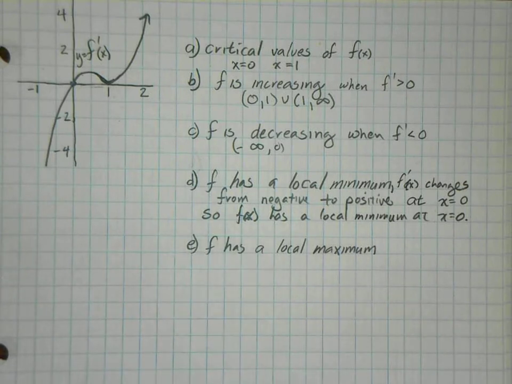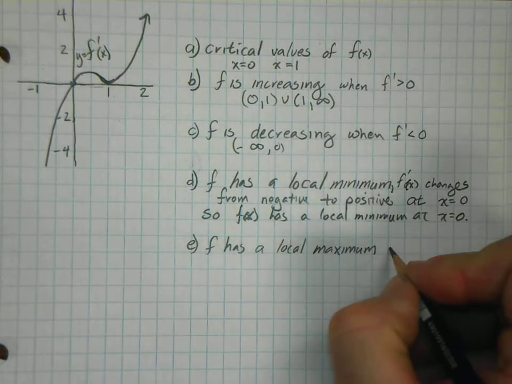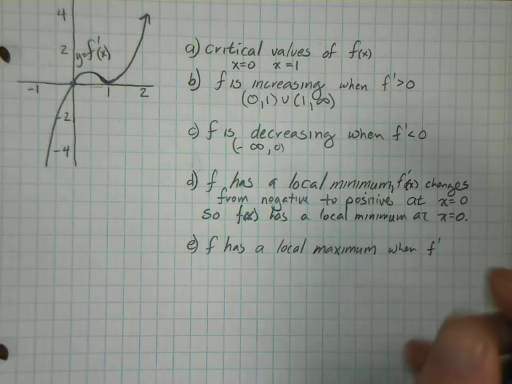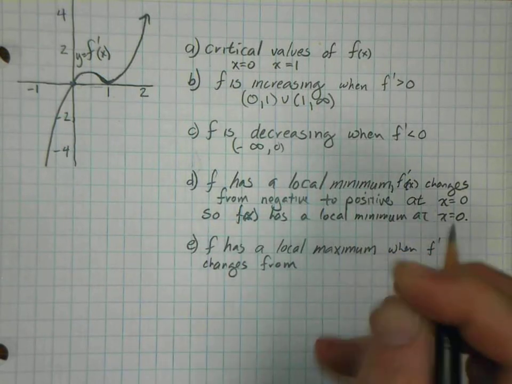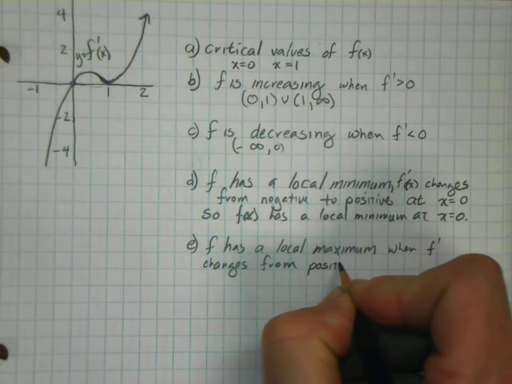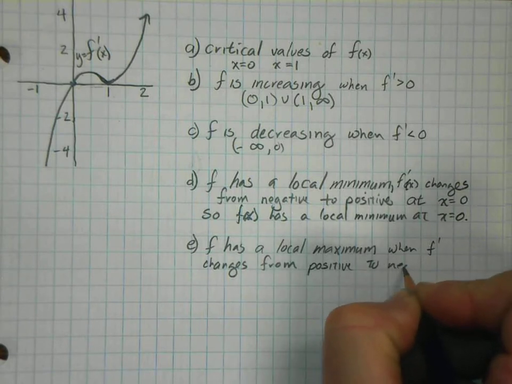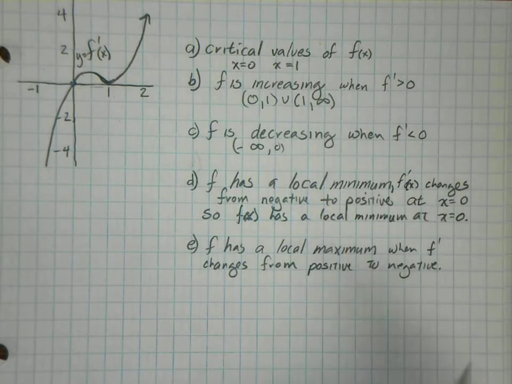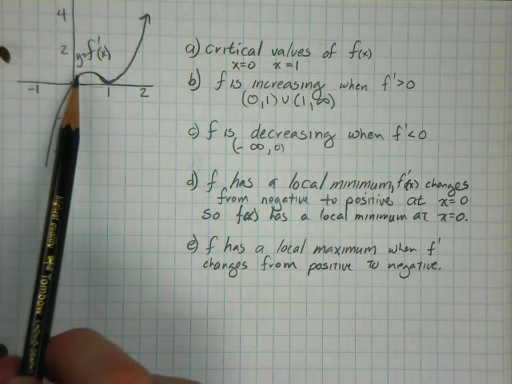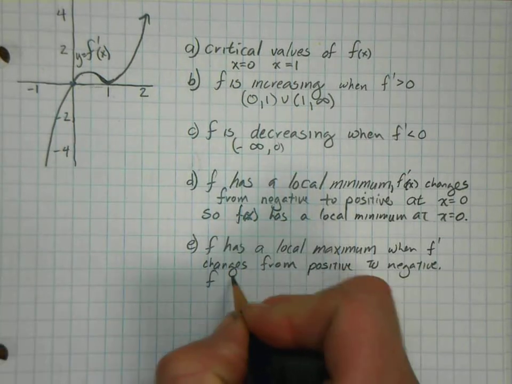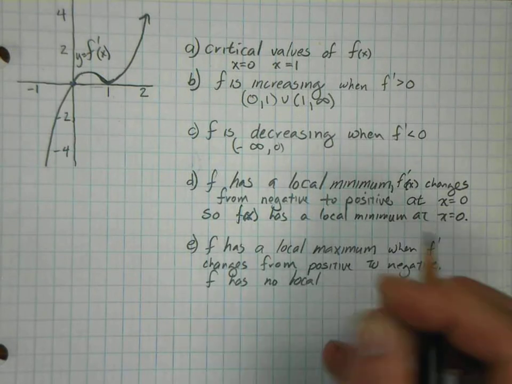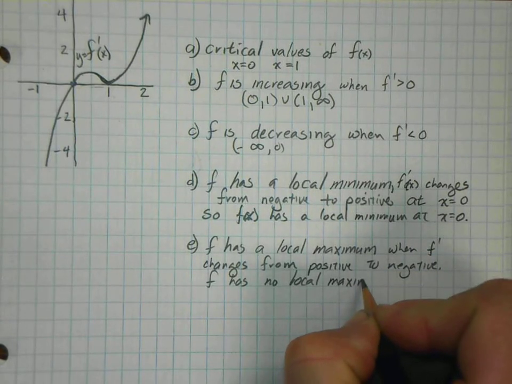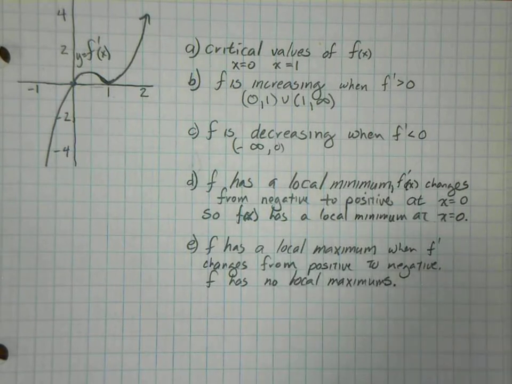Let's look down here. Where does f have a local maximum? F has a local maximum when f prime changes from positive to negative. Look at the graph. Where does that happen? Yeah, it does not happen. This graph f prime never goes from positive to negative. This graph doesn't go from above the x-axis to below, so f has no local maximums. I hope that helps.